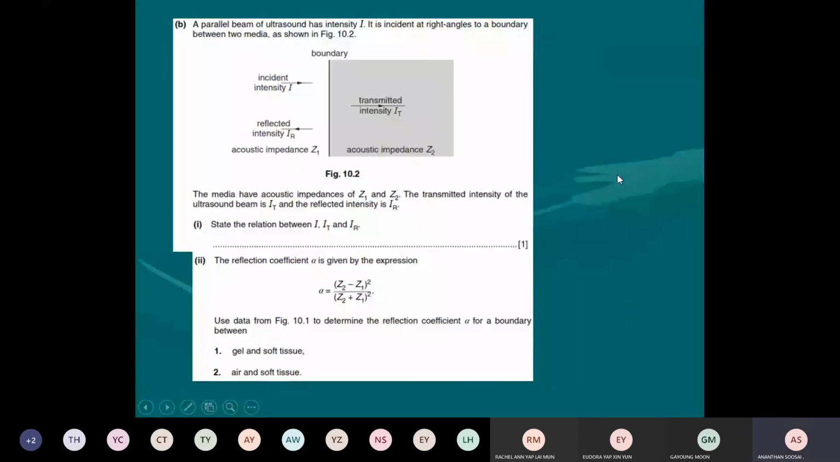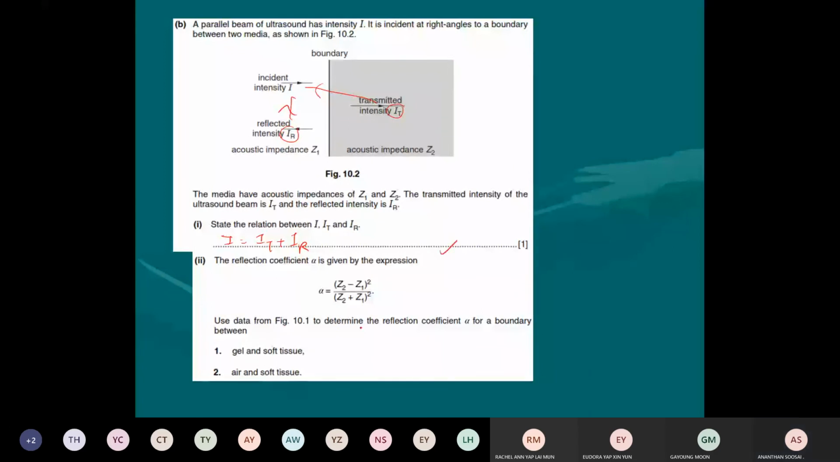Okay, next. One minute for you again. Come on, give it a try. Part B, a continuation of the earlier question. State the relation between I, IT, and IR. So what's the answer? I equals IT plus IR, right? The incident intensity is partially reflected and partially transmitted. These two added should be your I. Okay, so this is easy.